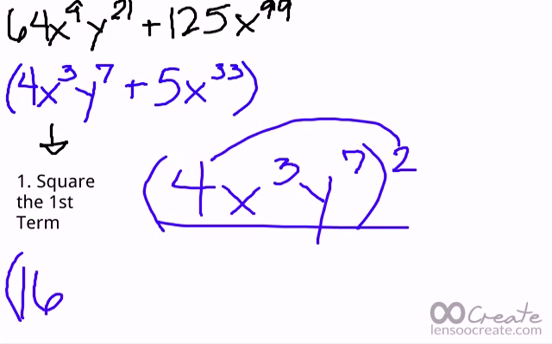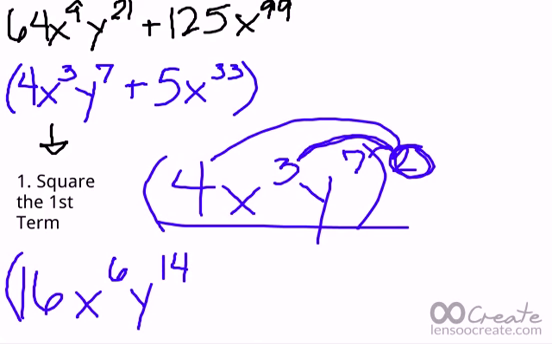Then I'll also be applying 2 to the 3, and it will become x raised to the 6th power, since I applied the power of a power rule. And I'll also be applying 2 to 7, using the power of a power rule again. I'll be multiplying it, so it will become y raised to the 14th power.